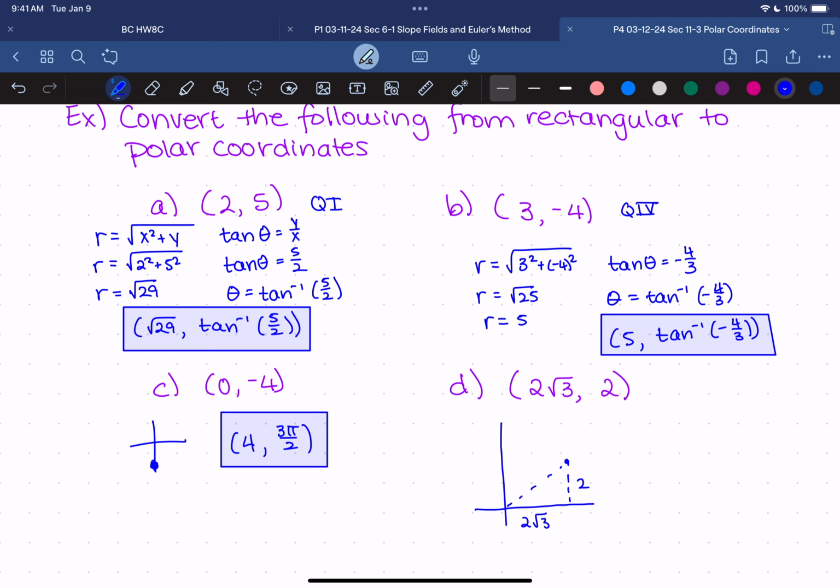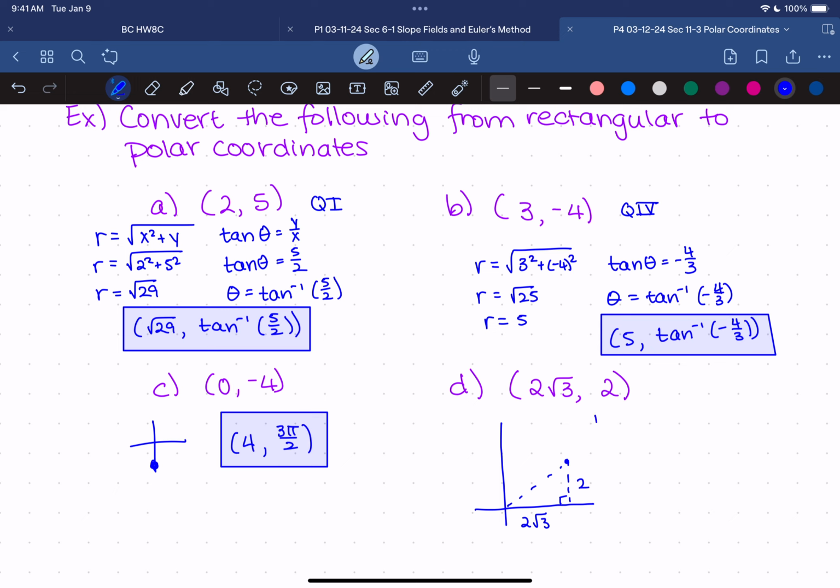I don't know if this looks at all familiar. Hmm. Have we seen those numbers before? It's a 30, 60, 90 triangle. If we go ahead and work it out, can you figure out what the hypotenuse would be? And don't trust my picture being drawn to scale. Maybe it is, maybe it isn't. Can you figure out what the angle is?